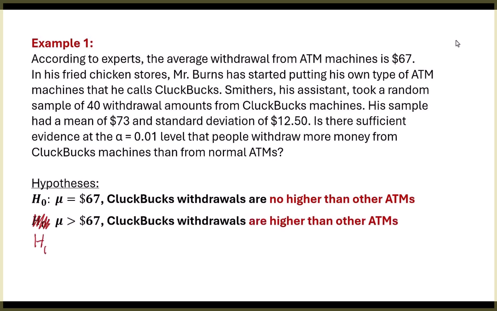I should have put H1 there. Our alternative is no. People withdraw more money from these machines than just your average ATM. And notice we're talking about mu here. We're not talking about p, because these are averages that we're looking at.